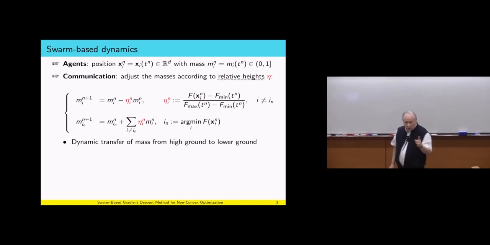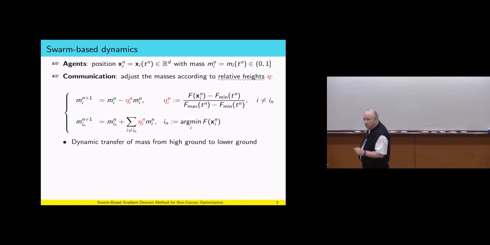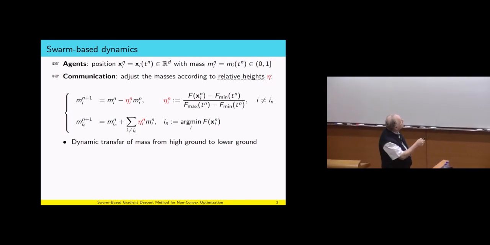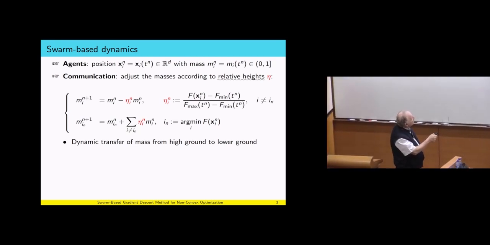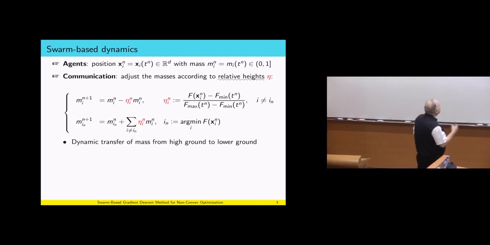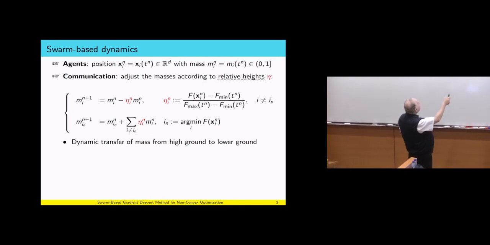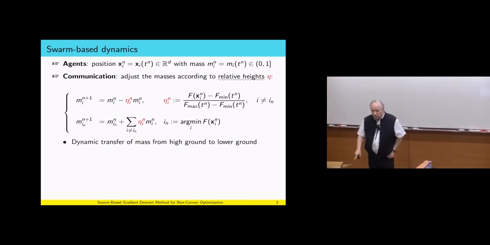Now, what is this fraction? The fraction depends on the relative height. So if you look at this fraction, it's basically the height of agent i minus the minimal height, relative to the total variation of the heights. So this is always a fraction between 0 and 1. And we give this fraction of my mass to the agent that's staying at the bottom.